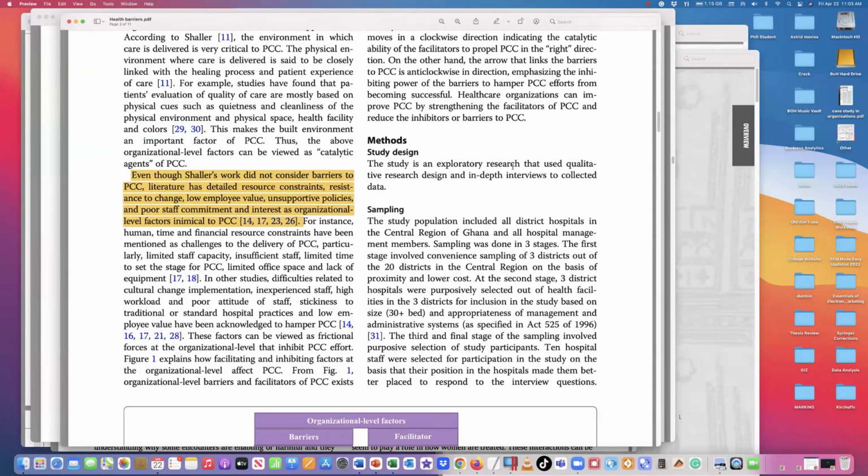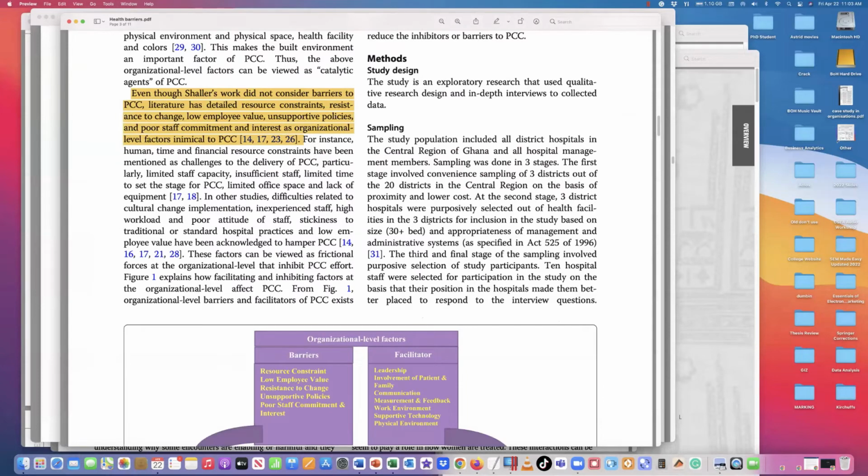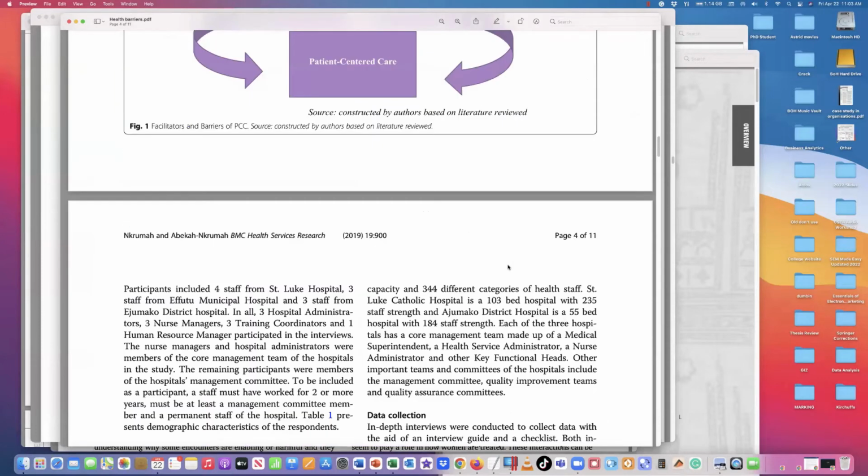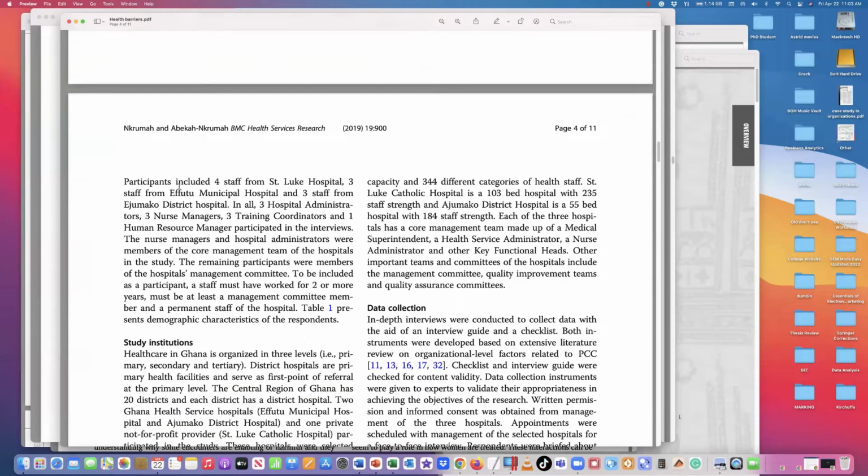This study is an exploratory research that uses a qualitative research design and in-depth interviews to collect data. They collected data from a number of districts, and they sampled people. 10 hospital staff were selected for participation in the study on the basis of their position in the hospitals, and they answered interview questions. Participants included 4 staff from St. Luke Hospital, so they are taken from different hospitals in this scenario, then 3 from Efutu Hospital, 3 from Jumaku Hospital, and all 3 hospital administrators, 3 nurse managers, 3 clinical coordinators, and 1 human resource manager participating in the interview.